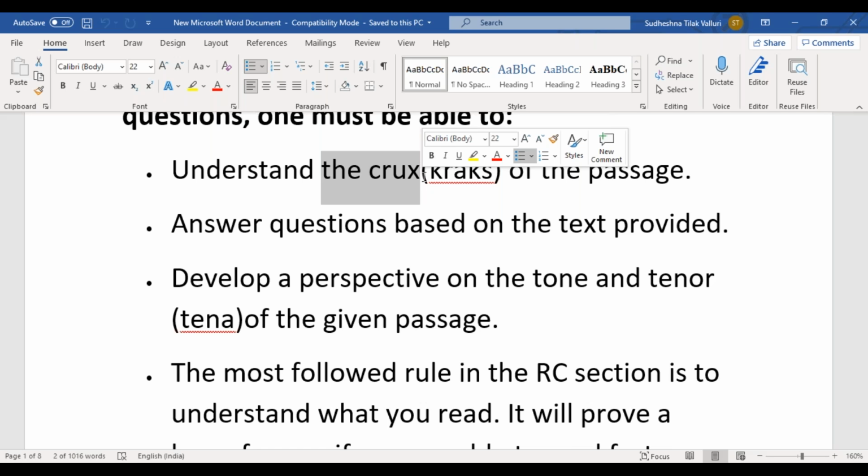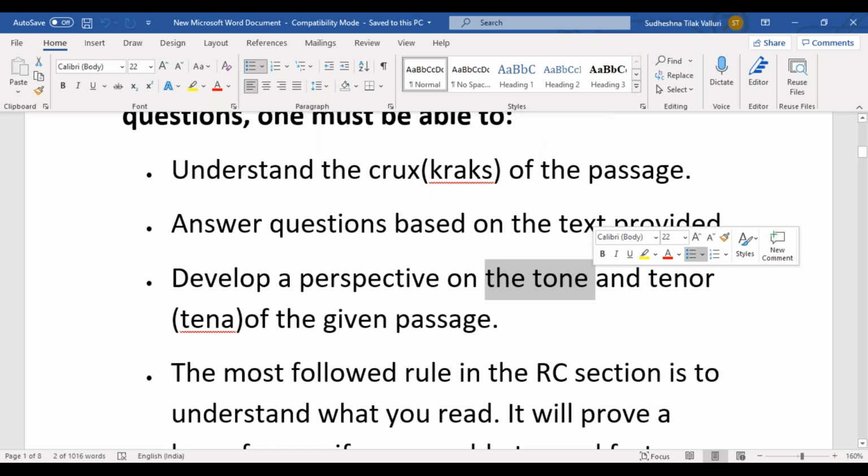Understanding that, you will try to answer the questions based on the text provided. You will also need to develop an idea of the tone. What do you understand by tone and tenor of the passage? Tone means what the writer is trying to explain. What is his method of explaining? Is he trying to argue, or insist someone to do something, or what is his intention? And tenor means the writer's feelings about the passage.